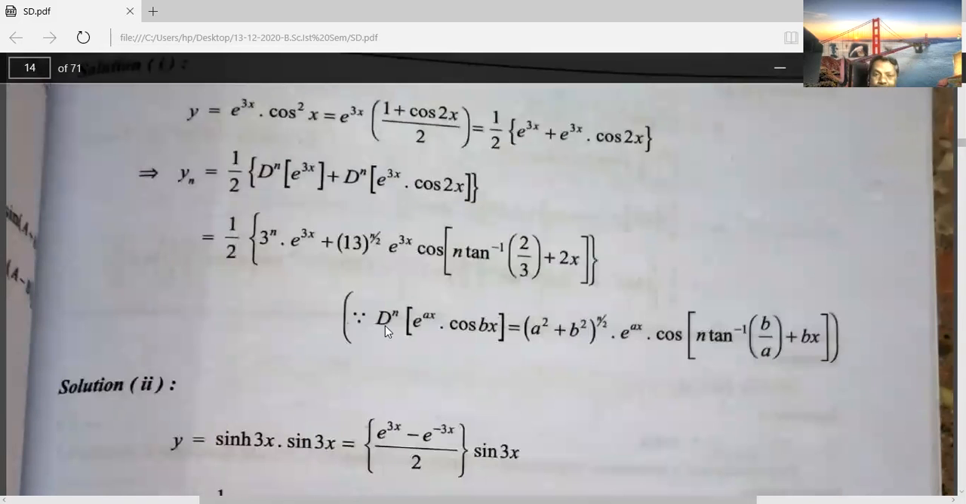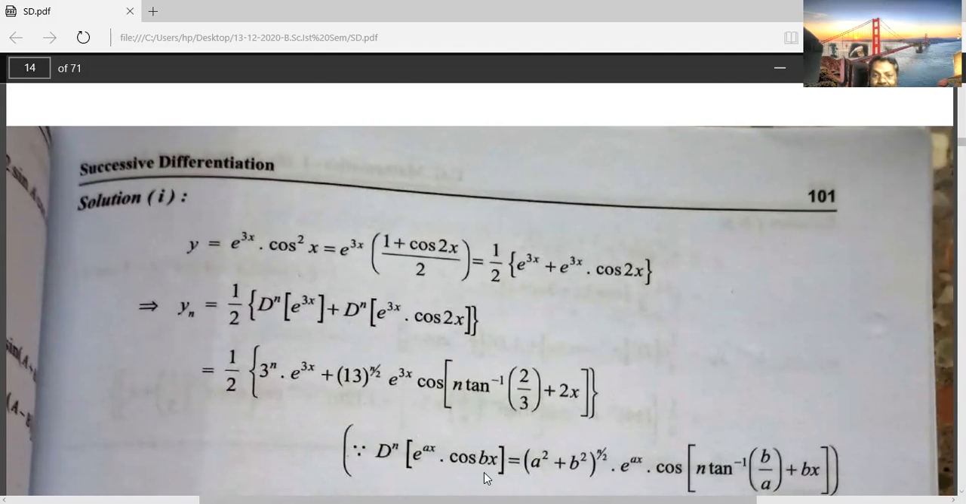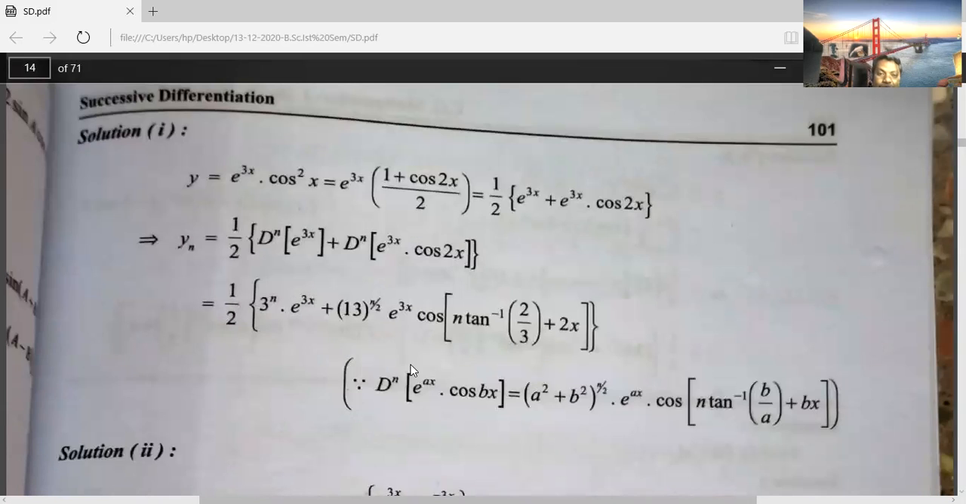Okay, this we have to know. The nth derivative of this bracket formula you have to know: a square plus b square to the power n by 2, e to the power ax into cos of n tan inverse of b by a plus bx. This you have to know, then only you can write this. You have to make a list of the formulas and apply the same so that you can get the idea. In the previous case, to do the problem, you have to know the nth derivative of e to the power mx and the nth derivative of e to the power ax into cos bx. Then only you can write this formula.